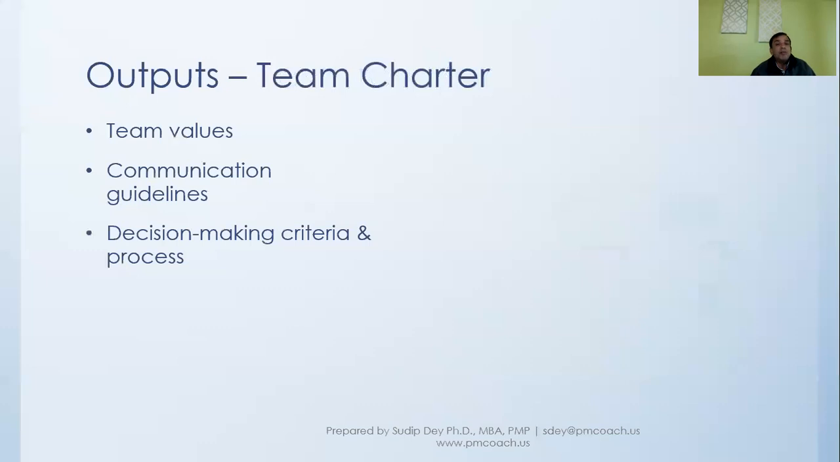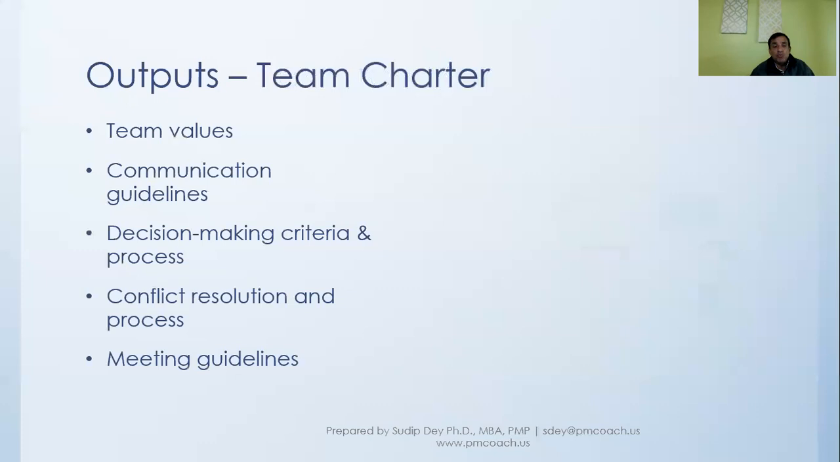Then if a decision has to be made, how will we go about making the decision? What is the criteria? What is the process? Then, like we said, the conflict resolution process and meeting guidelines. So in a meeting, what kind of approach should we take? For example, you might put a guideline saying that no phones will be allowed in the meeting, because you have seen from your experience it is a distraction, and people come to the meeting and start seeing their Facebook and things like that. So you might put that in the team charter as a meeting guideline.